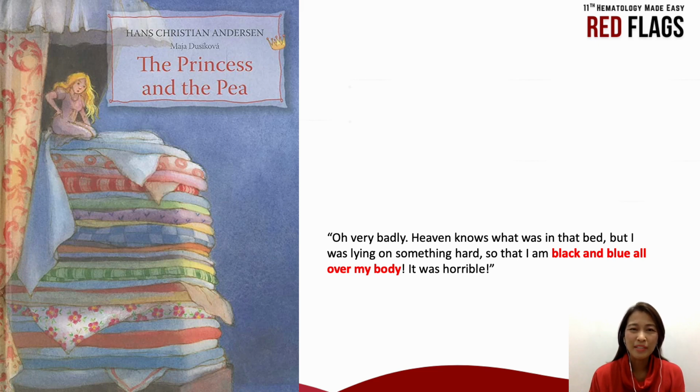Good afternoon to everyone. You may recall a childhood story about a princess who was made to sleep on top of 20 mattresses with a tiny pea at the very bottom of the pile. It was done in order for the queen to make sure she really was a princess, because she would be sensitive enough to feel the pea under all those mattresses. True enough, when she was asked how she slept, she answered, "Oh, very badly. Heaven knows what was in that bed, but I was lying on something hard, so that I am black and blue all over my body."